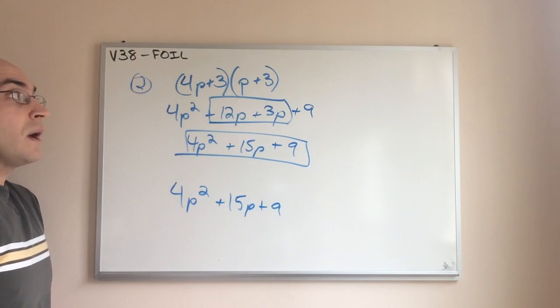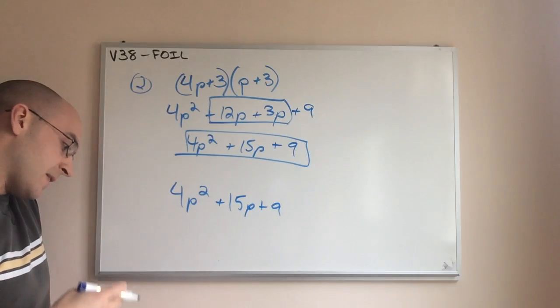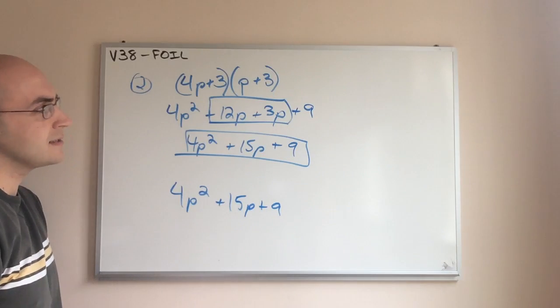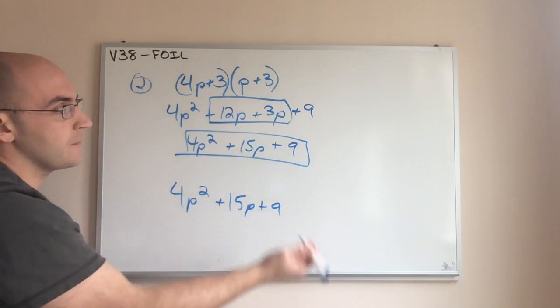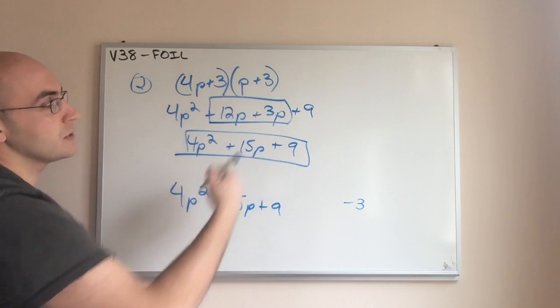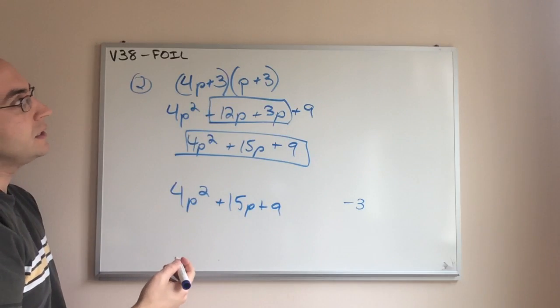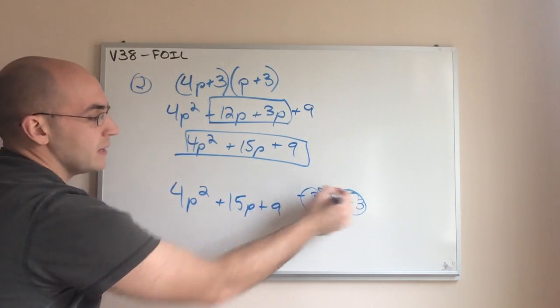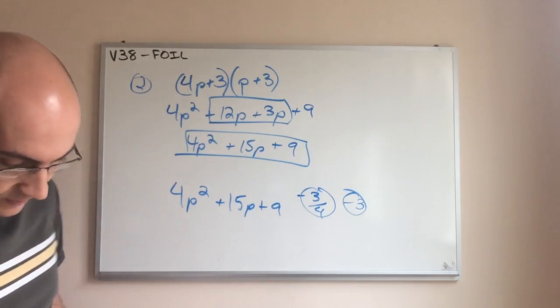Okay. If you wanted to go ahead and find the factors of this, or where the function crosses the x-axis, I know one of them has to be negative 3. So I'm going to have an x-intercept of negative 3 because p plus 3 equals 0. And the other one is going to be negative 3/4. So make sure I'm right with those. Those are my two x-intercepts. You didn't have to do that, but if you did, that's awesome.